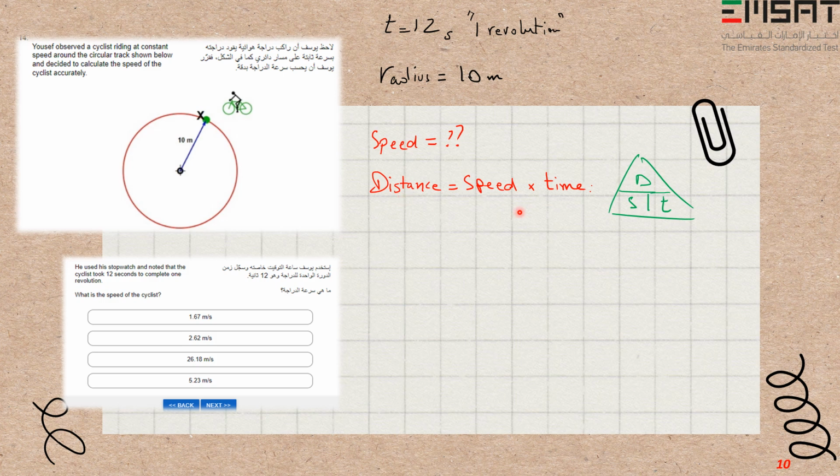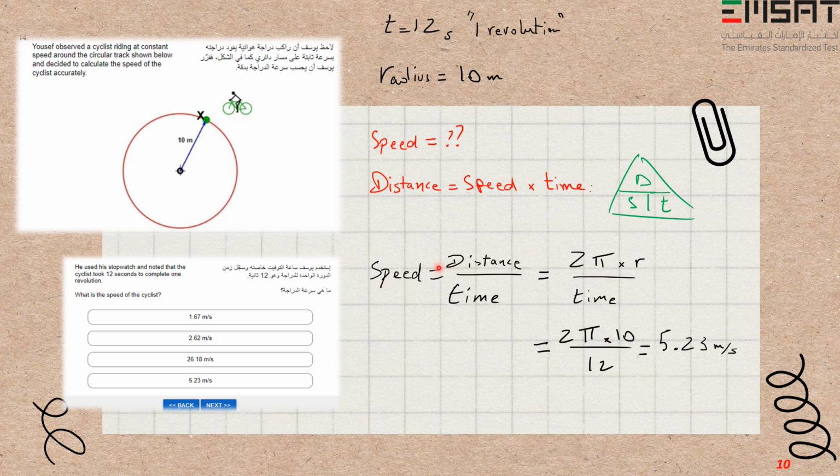As you know, distance is equal to speed multiplied by time. So speed itself is equal to distance divided by time. And what's the distance in this case? Because it's a circle, we need to calculate the perimeter of that circle. So it's 2 multiplied by pi multiplied by the radius r divided by the time. So you apply the numbers, 2 pi multiplied by 10 divided by 12, and the answer is 5.23 meters per second. So that's it.